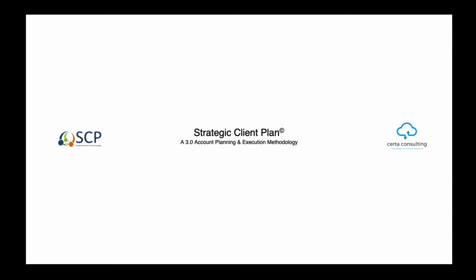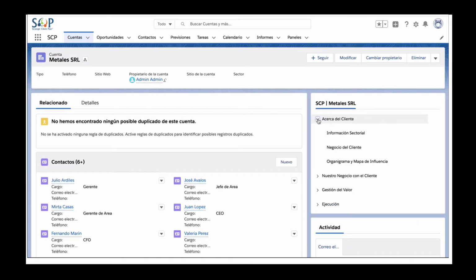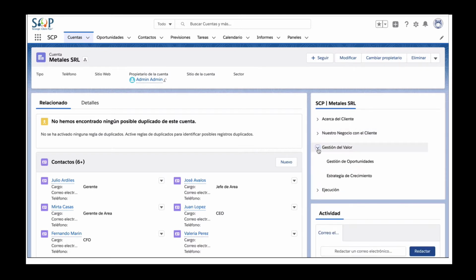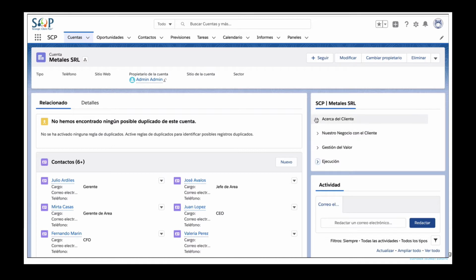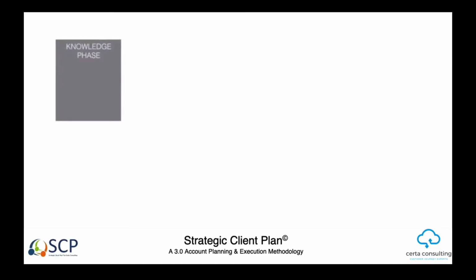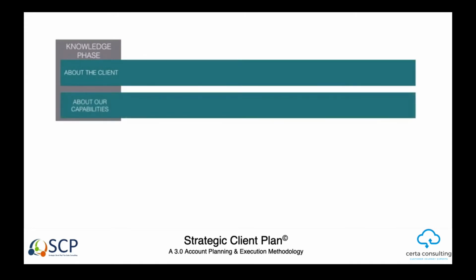Strategic Client Plan, SCP, is a 3.0 methodology that addresses both the planning and the execution of business in the B2B domain. The process starts by capturing and managing the knowledge we have about our client business together with the specific capabilities we might offer to it.